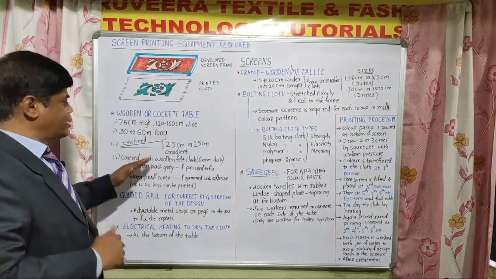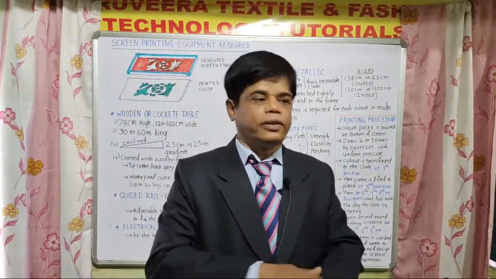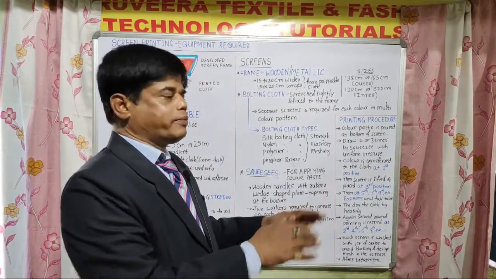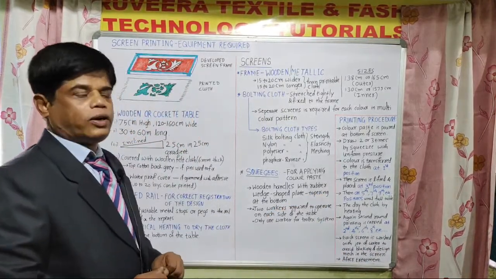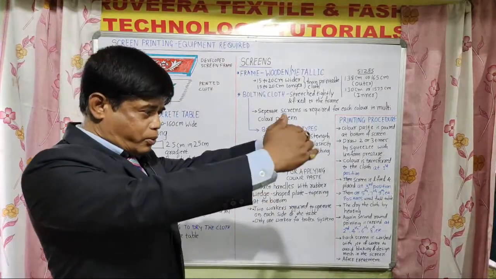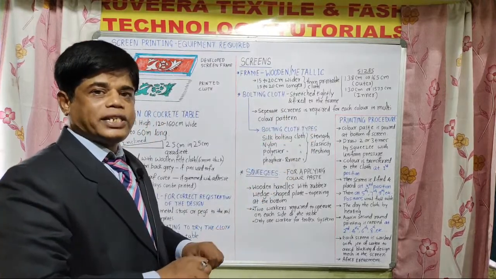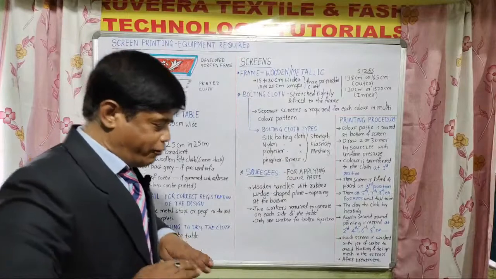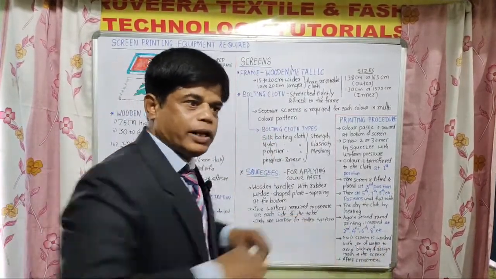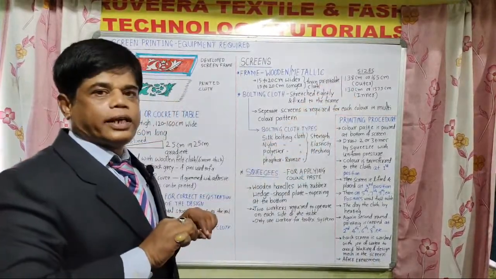And also usually the tables are inclined, not flat, not horizontal. A little bit of inclination will be there, because for the printer who is printing the cloths, it helps to make the stroke with the squeegee. If the table is flat, he has to do it like this. But if it is inclined, it helps him to stroke.